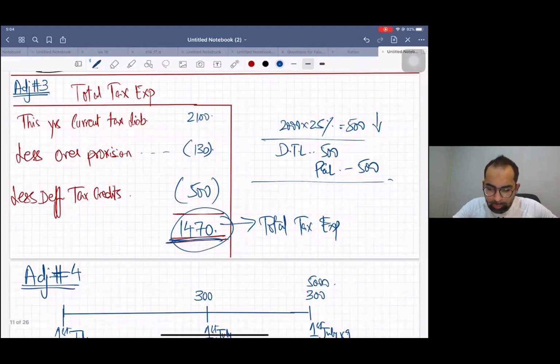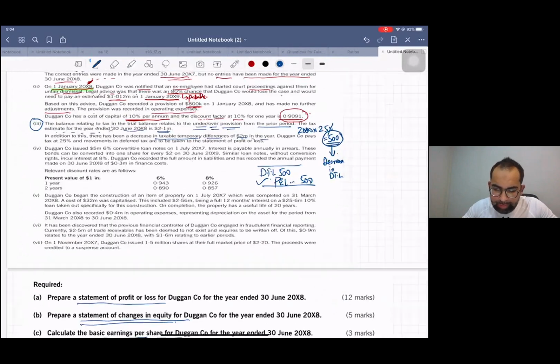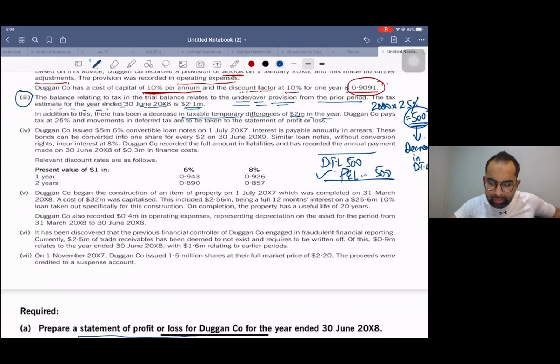Now let's move to adjustment number 4. This is learning and this is a very routine thing. Very famous adjustment, convertible loan notes. Please look here. Dugan Company issued 5 million 6% convertible loan notes on 1st July X7. The date is very, very important. The date changed everything, I'm telling you.